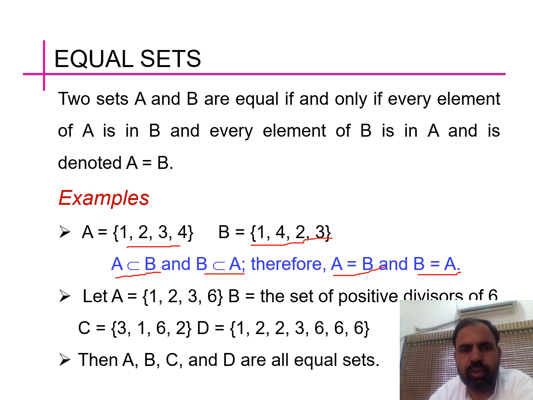Let A be equal to this, and B the set of positive divisors of 6. C is equal to 3, 1, 6 and D is equal to this. Then A, B, C and D are all equal sets.